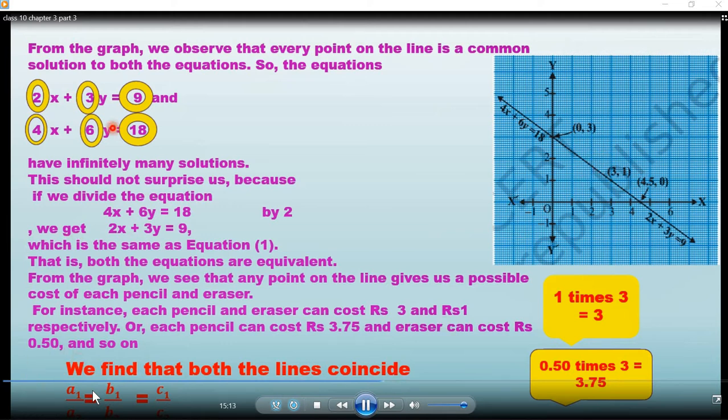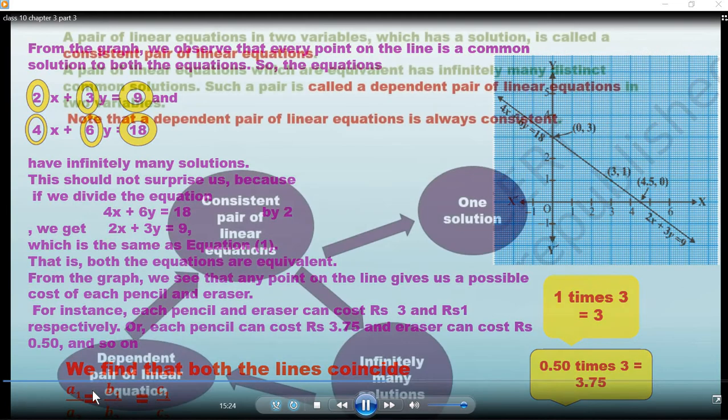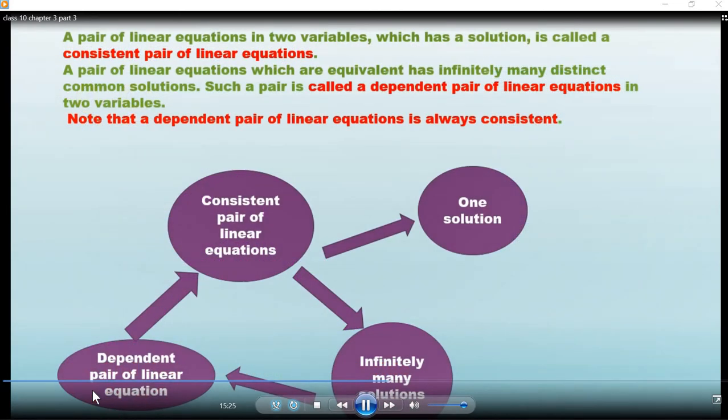In short, A1 by A2 is equal to B1 by B2 and is equal to C1 by C2. All of them are half. Now we are arriving at crucial results.